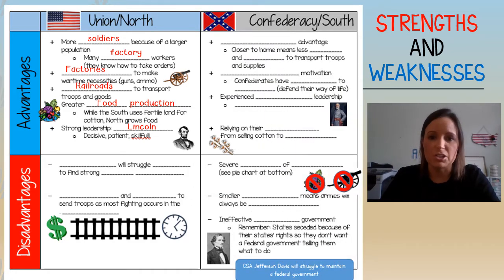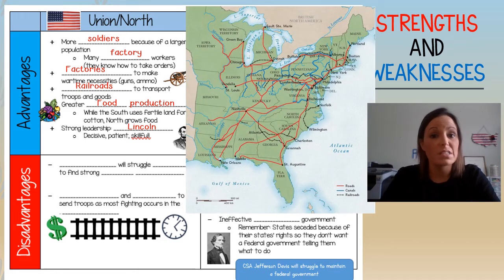Another Union advantage is their vast amounts of railroad tracks. This map shows the amounts of railroads in red and canals in blue during the 1800s. And while it looks like the South had just as much access to the rails as the North does, the South's tracks cover shorter distances and don't link together like the ones in the North do.